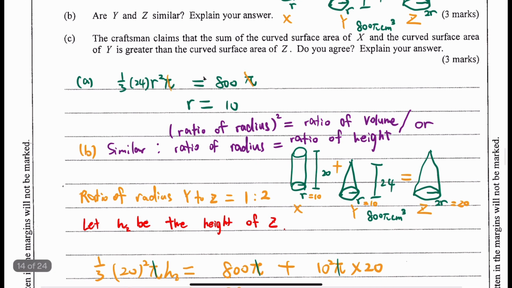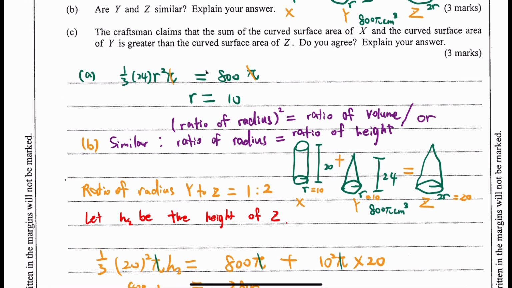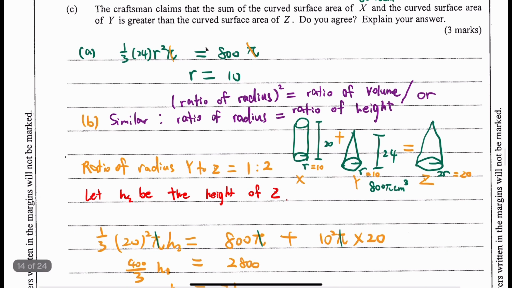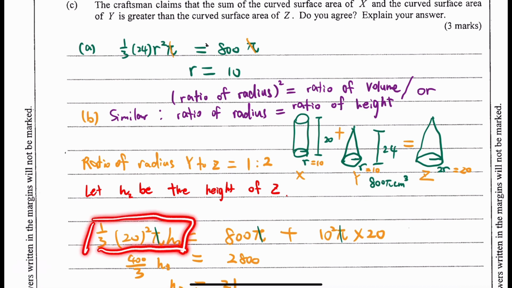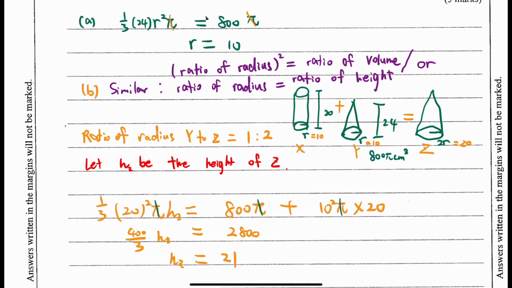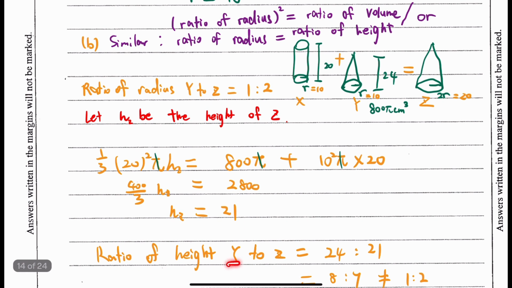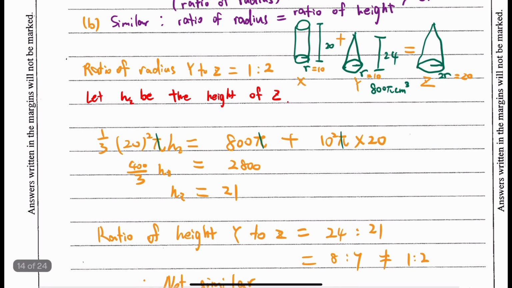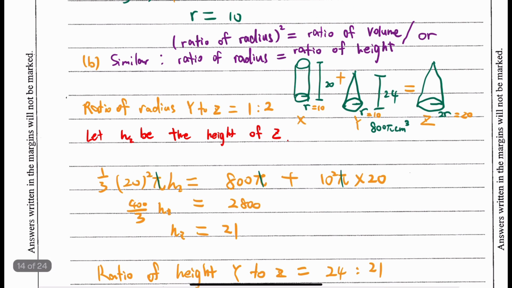And then find out the height. How do we find out the height? We have the information that the volume of X plus Y equals Z, right? So for Z, we have the cone volume formula here. And for Y, we already have the volume, and then plus X. X is base area times height, for a cylinder. Cancel the pi, and then we have this number, h equals 21. So we check the ratio of the height of Y to Z, put Y here, Z here, 24 to 21. So it's 8 to 7, not equal to 1 to 2, so not similar. Okay, so you can also do this method as well. I think finding the height is easier for me.